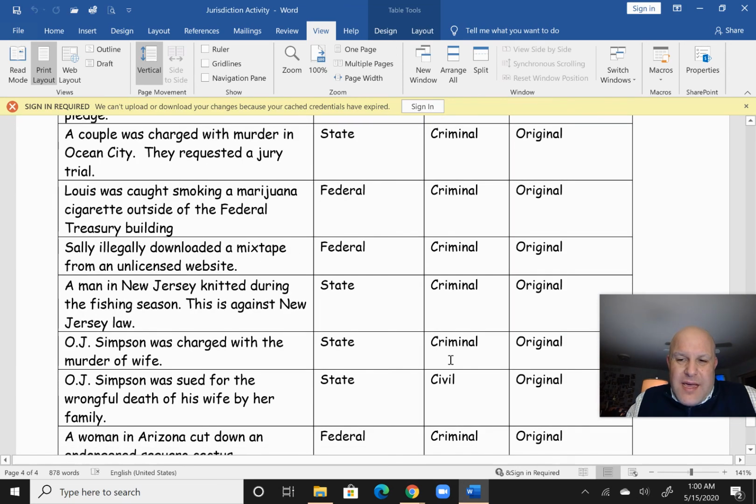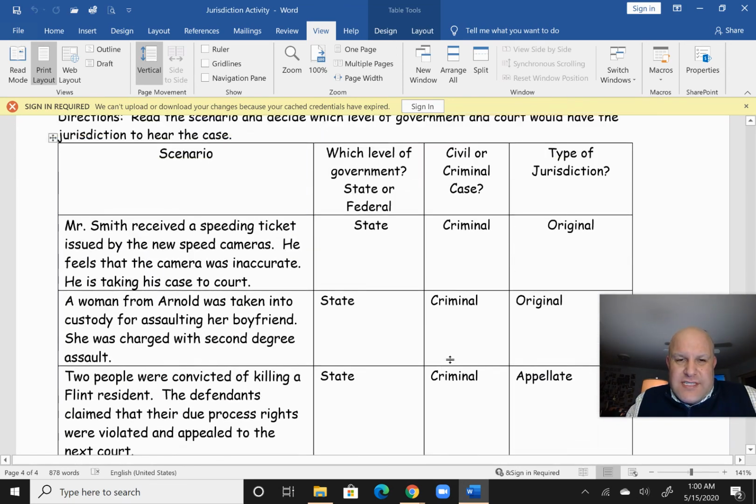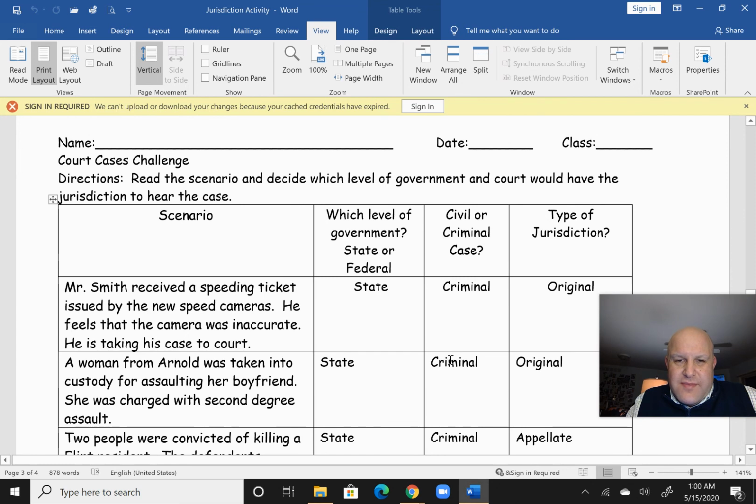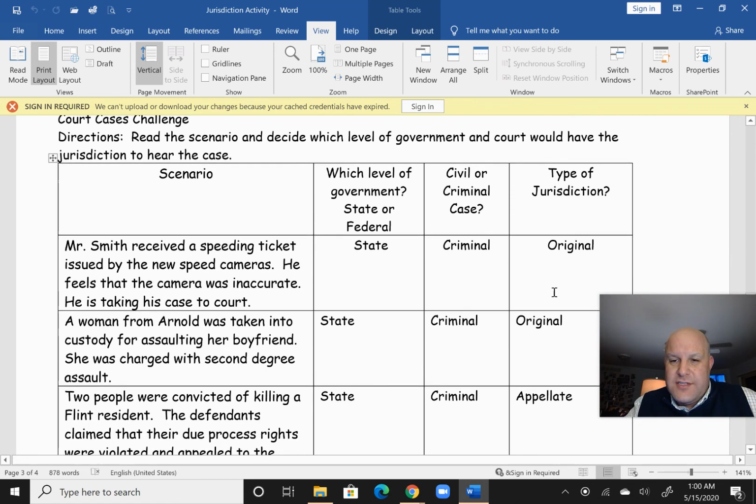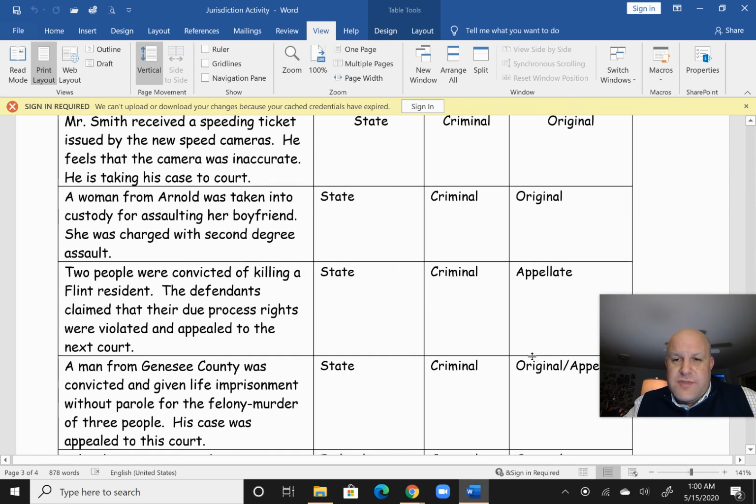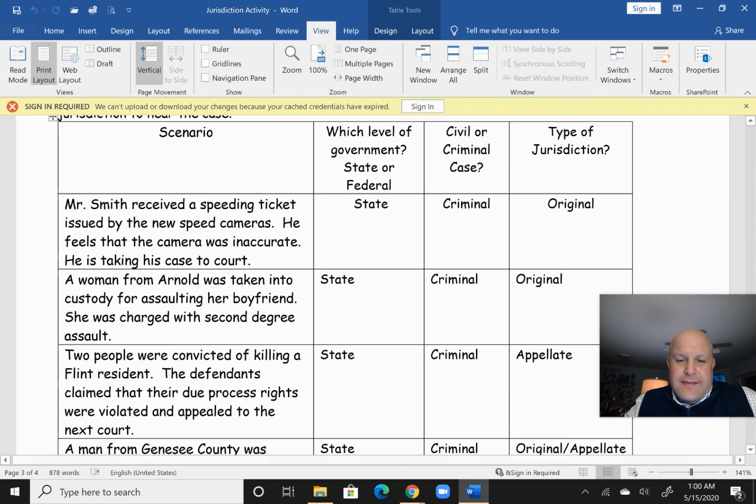So hopefully a little better understanding of jurisdiction in terms of the level of the government, state or federal, civil or criminal, person versus person, for damages or criminal crime against a law, state or federal law, and then jurisdiction in terms of original or appellate jurisdiction.